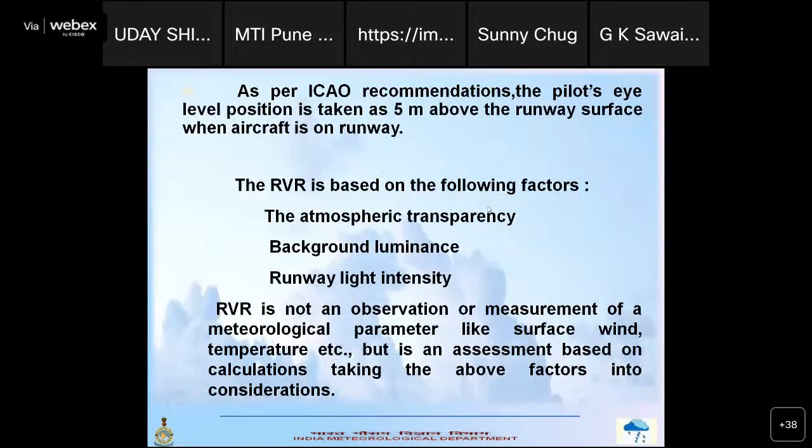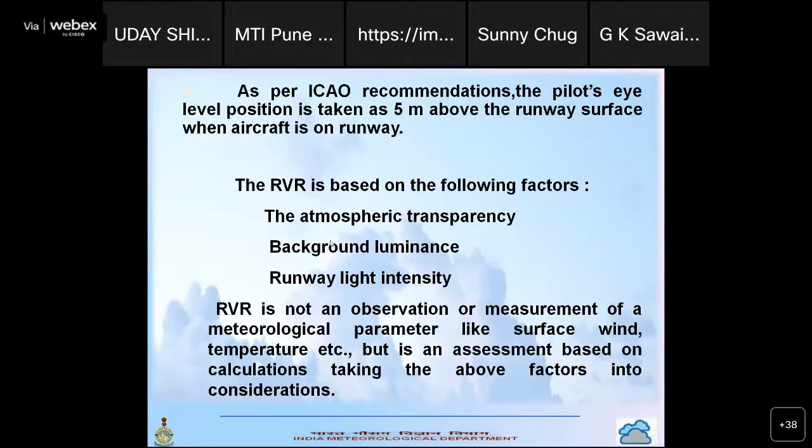So basically RVR is calculated with the help of three factors. This is the transparency of the atmosphere, whatever light intensity you are receiving at the receiving end. The second is background luminance, the background light. The background light is divided into 4 points: twilight, normal daylight, bright sunshine, and night. These four background lights also take part.